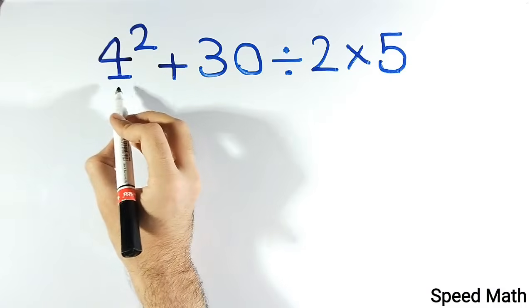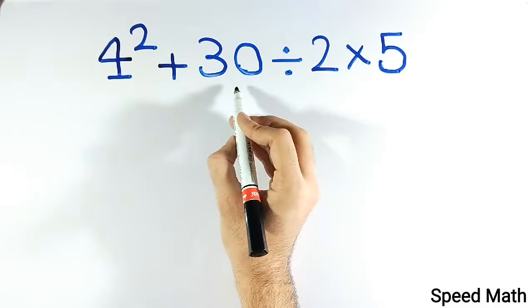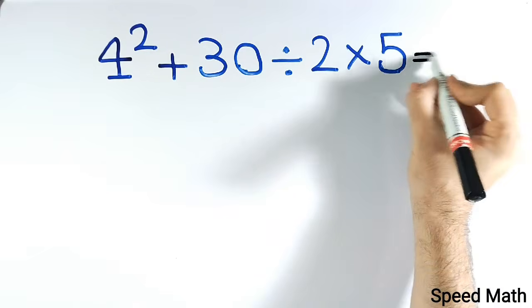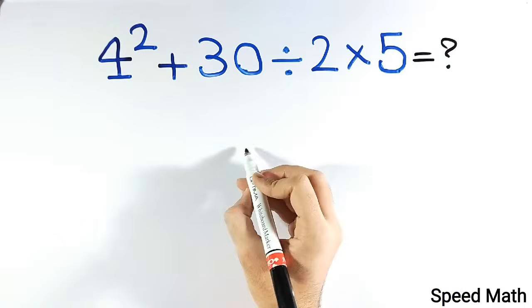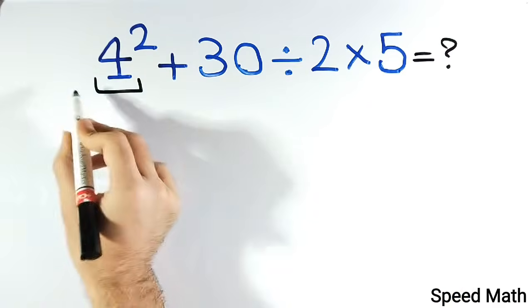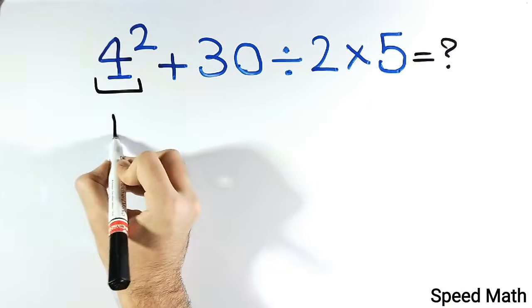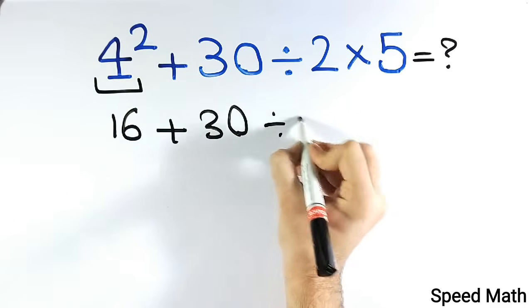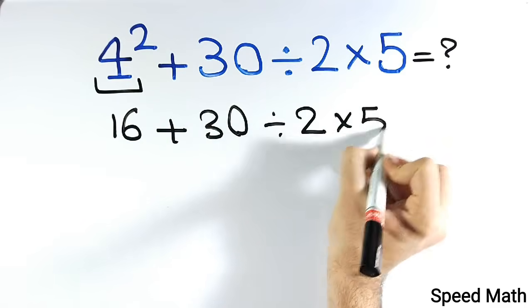If we have the expression 4 squared plus 30 divided by 2 multiplied by 5, then what is the correct answer of this question? Many people, when solving this question, first go for the exponent, and instead of this expression, they write 16 plus 30 divided by 2 multiplied by 5.